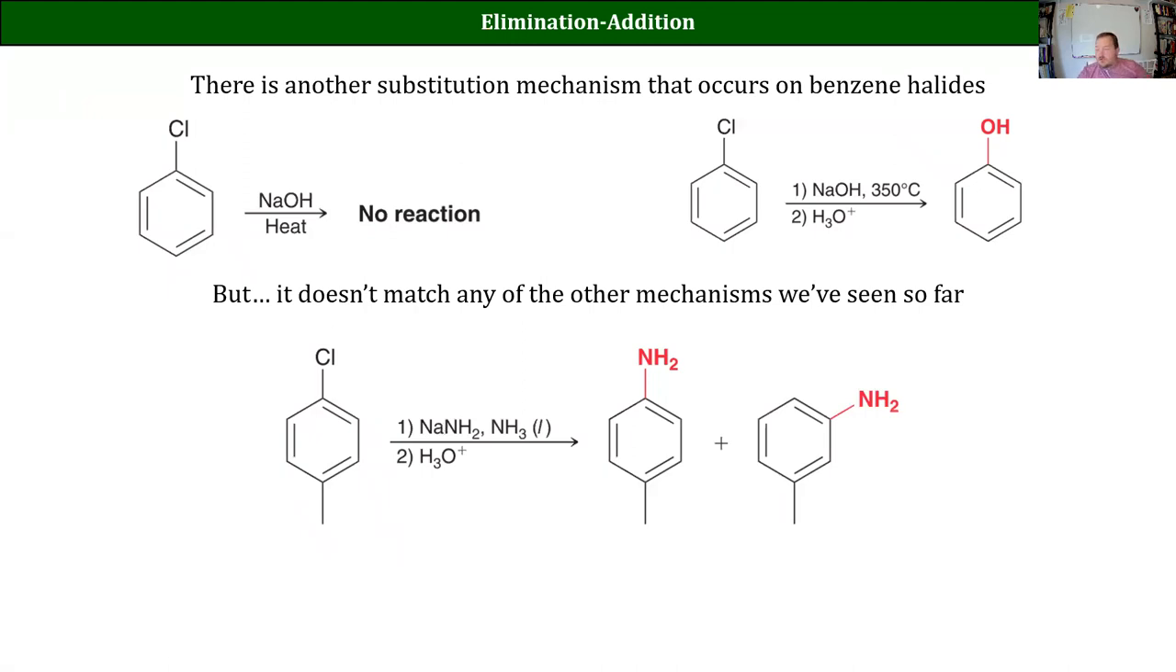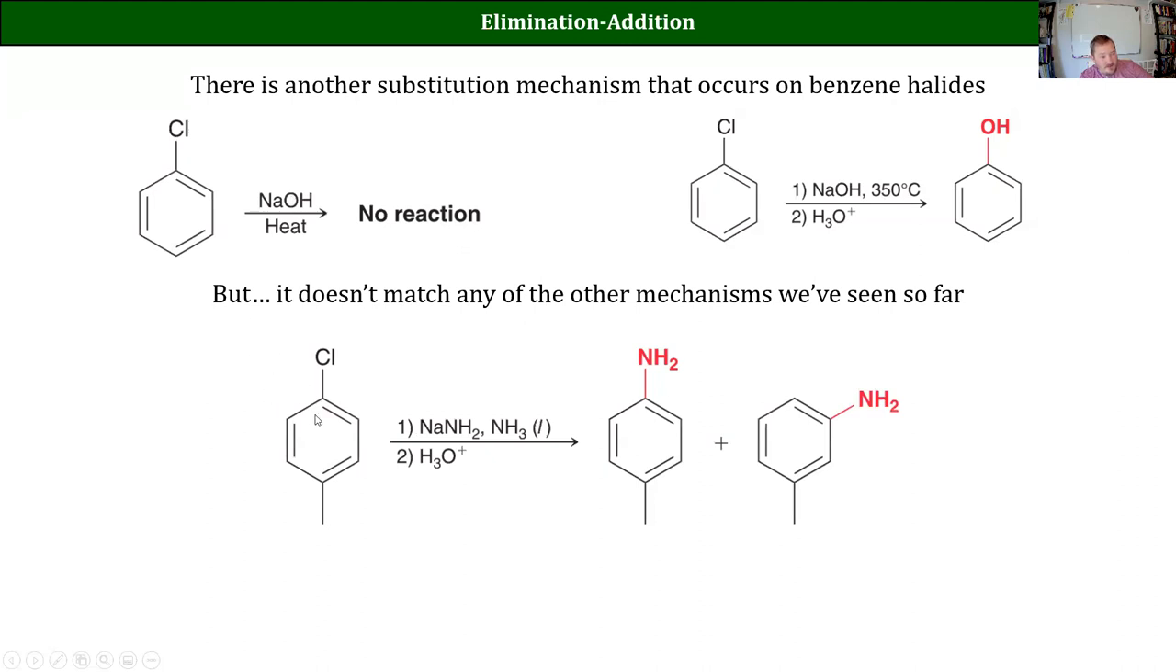All right, so last new mechanism. This is the third substitution mechanism that we've seen for benzenes. And this is another substitution where you're going to replace a chlorine or a halide, a good leaving group, with a nucleophile. So it's nucleophilic. And what we see is it really only happens when we get to very high temperatures. You have to get up near 350 Celsius to do this.